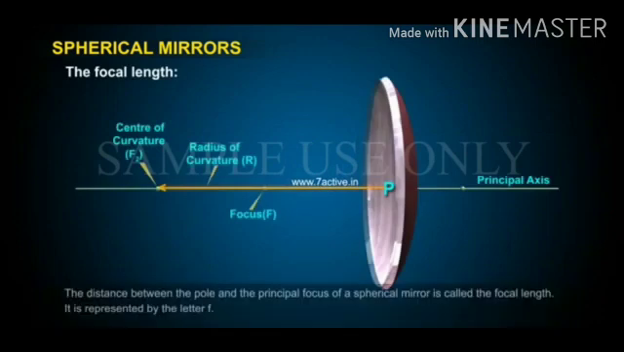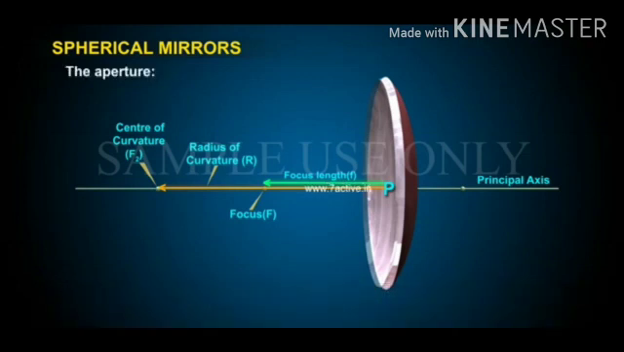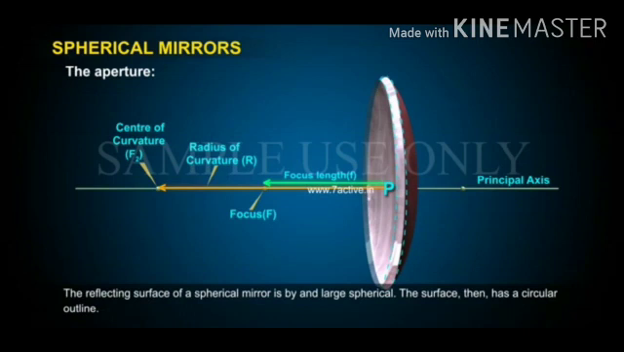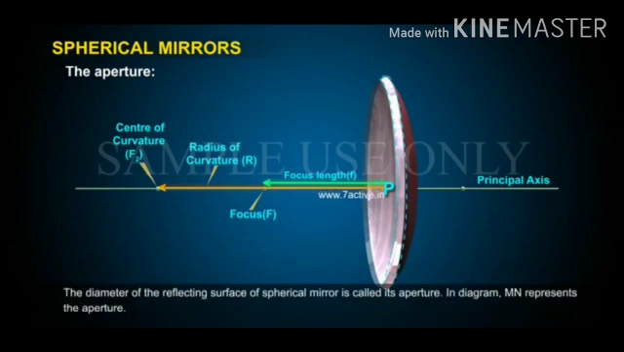Next, focal length. The distance between the pole and the principal focus of the spherical mirror is called the focal length. It is represented by the small letter f. Next, aperture. The reflecting surface of the spherical mirror is a part of a large sphere. The surface has a circular outline. The diameter of the reflecting surface of the spherical mirror is called the aperture. In the diagram, it is represented by MN. MN is the aperture.